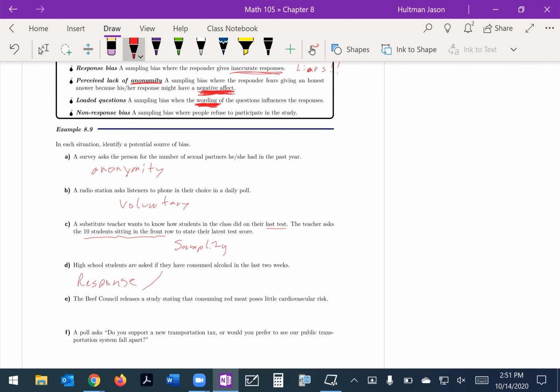Okay, and non-response. Why? Some of them are just gonna refuse to participate. Non-response. Like, sure, I've done drugs and alcohol the last week. No, I'm not gonna admit to that. Okay, and then what's the third one? Anybody know? How about lack of anonymity again? Yeah, perceived lack of anonymity.